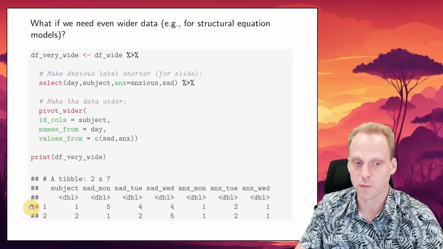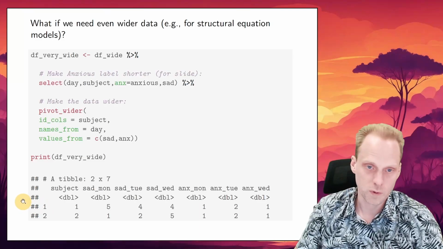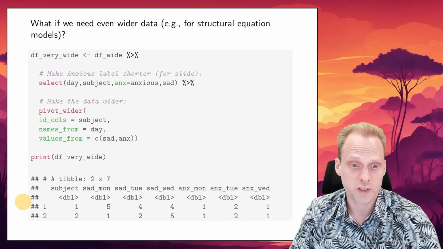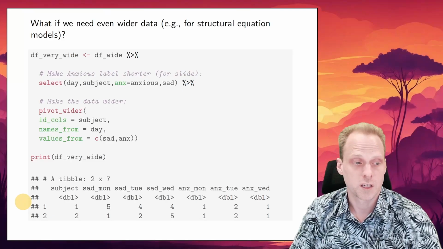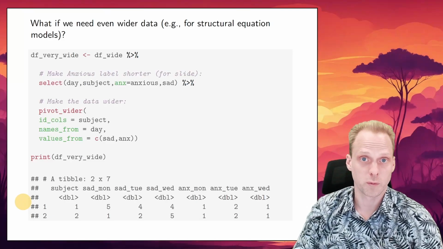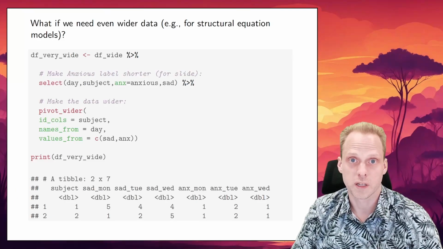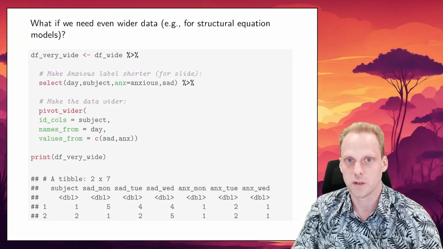we no longer have multiple rows per subject, which might be useful if you want to do some form of advanced analysis, like, as I said, the random cross-sectional pattern model, which is not part of this course at all. But yeah, you might encounter it at some point that you need your data just to be very wide.